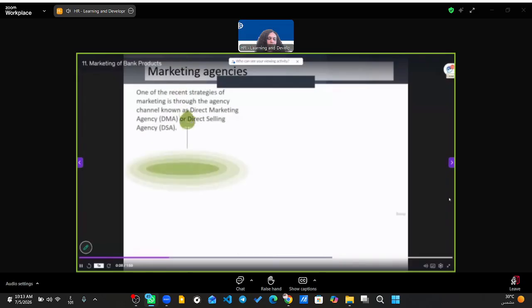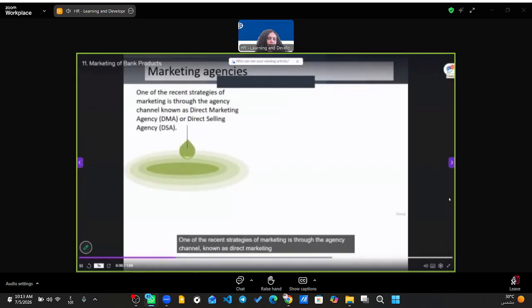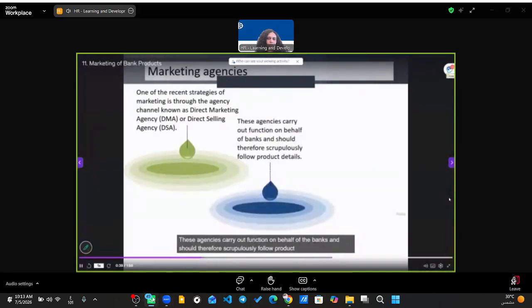Marketing agencies. One of the recent strategies of marketing is through the agency channel known as Direct Marketing Agency, DMA, or Direct Selling Agency, DSA. These agencies carry out functions on behalf of the banks and should therefore scrupulously follow product details.